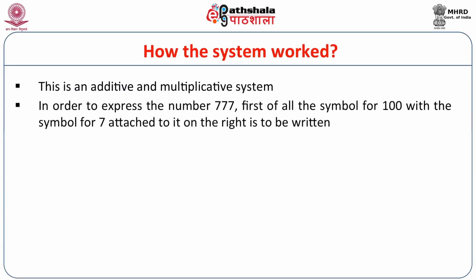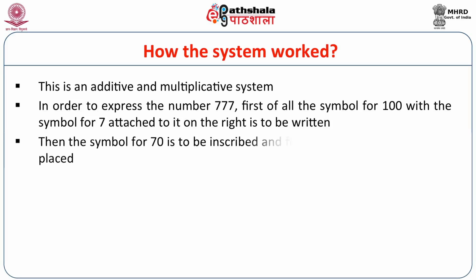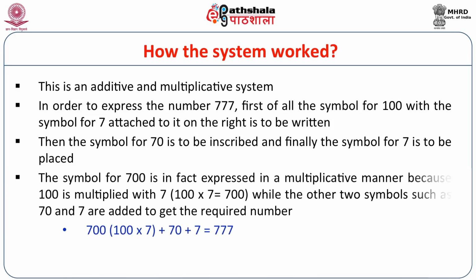Now, let me cite an example. In order to express the number 777, first of all the symbol for 100 with the symbol for 7 attached to it on the right is to be written. So first of all we have to write 100, and it is to be combined with the symbol for 7 to express 700. So here 100 is multiplied with 7 to express 700.